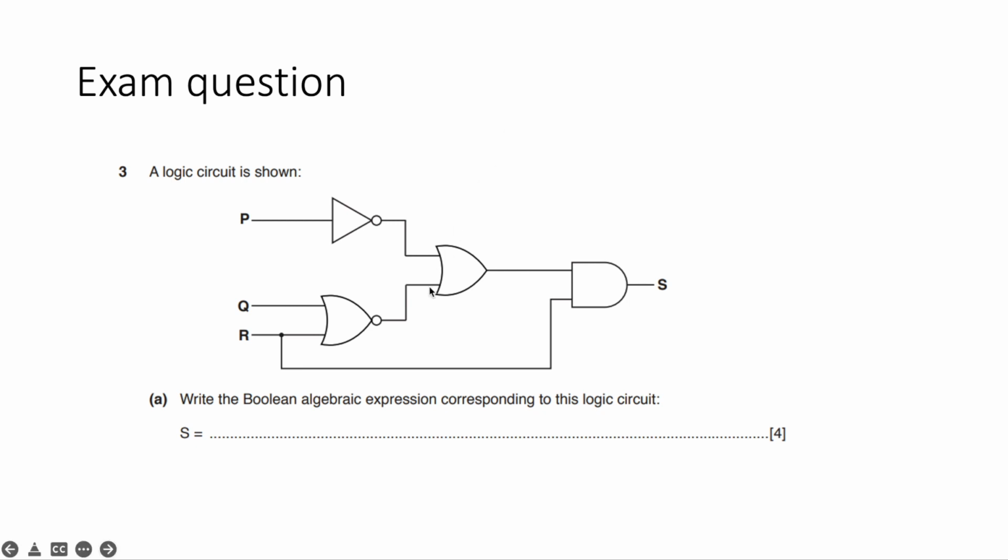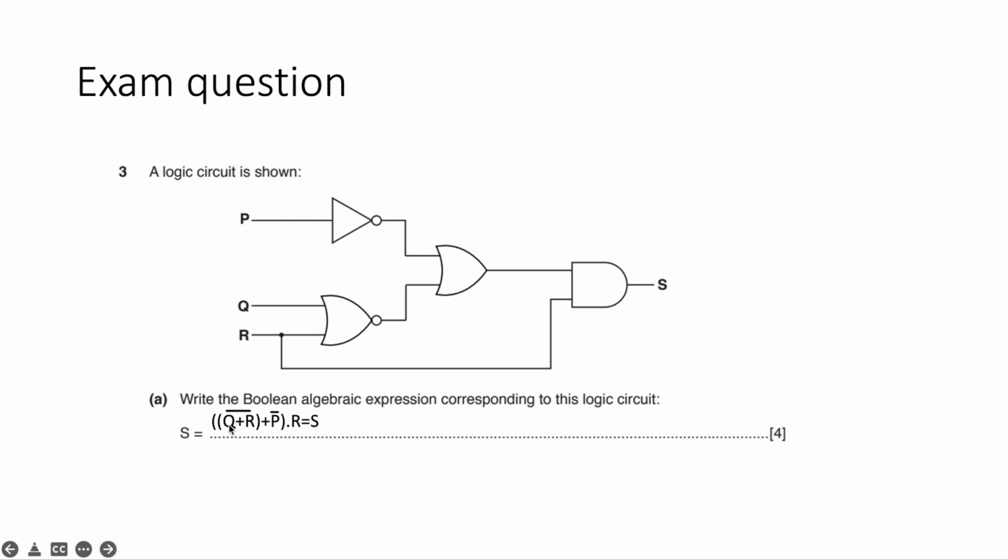Then this would go into an OR gate with the NOT P, and at the end, outside the bracket, we would have it going into an AND gate with R. And it's also important to remember that we use the symbols, so it's a plus sign for OR and a dot for AND and a dash above for NOT. So this would be our final answer.